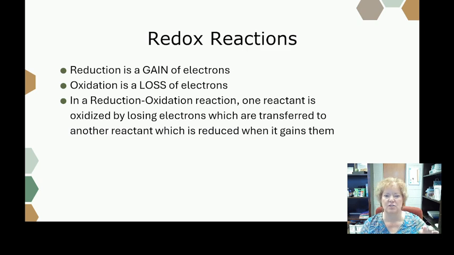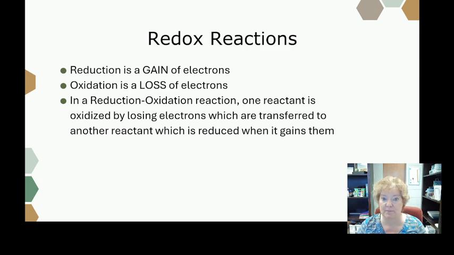So the oxidation is losing electrons, those electrons get gained by the thing that's being reduced, and I end up with a transfer of electrons, and we're going to call this a reduction oxidation reaction, but we simplify it and just say redox. So one species is oxidized by losing electrons. It transfers those electrons to another species, which is going to gain them, that's going to be reduced.